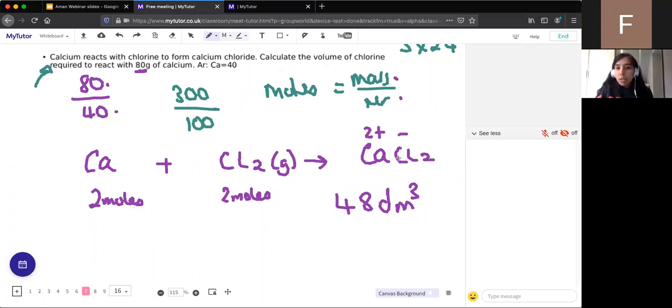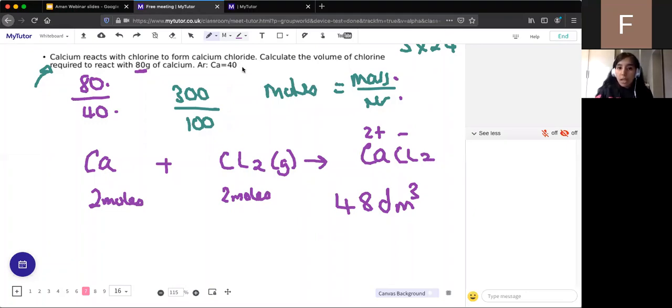If we look at our balanced equation, 1 calcium reacts with 1 chlorine. So if there are 2 moles of calcium, there are also 2 moles of chlorine. So that means then that we use our gas equation, which says that the moles equals volume divided by 24. If we rearrange that, the volume equals moles times 24, which gives us 48.